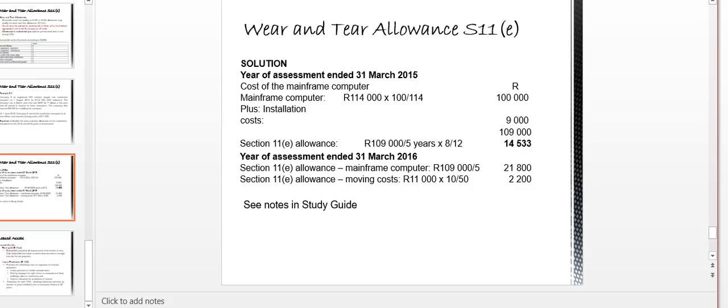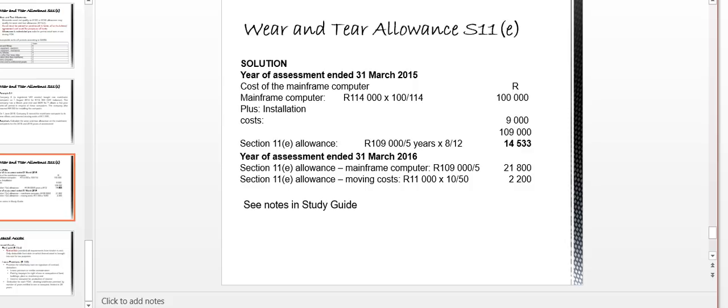But included in the cost is any installation cost, moving cost, or cost to get this asset ready for use. So we had an installation cost of 9,000 Rand. So in other words, the cost of this mainframe computer is then 109,000 Rand. On this mainframe computer, it qualifies for a Section 11E allowance over a 5-year write-off period. So we're going to take this 109,000 Rand and we're going to divide it by 5 years.